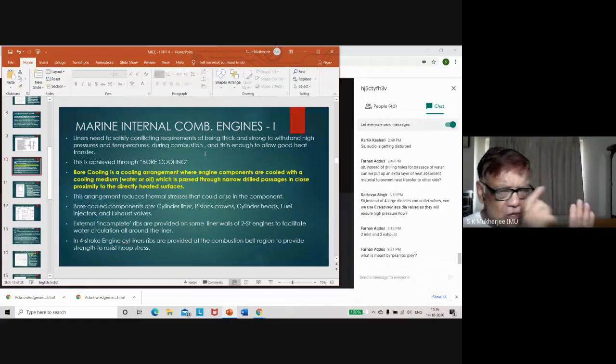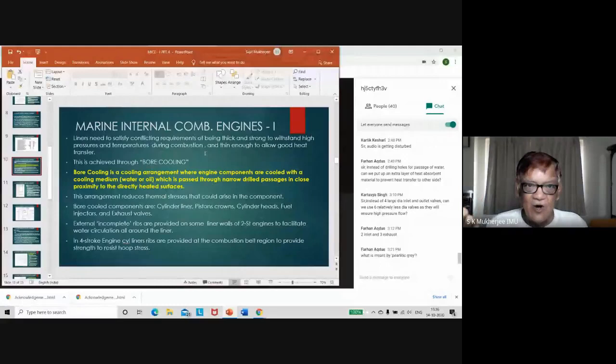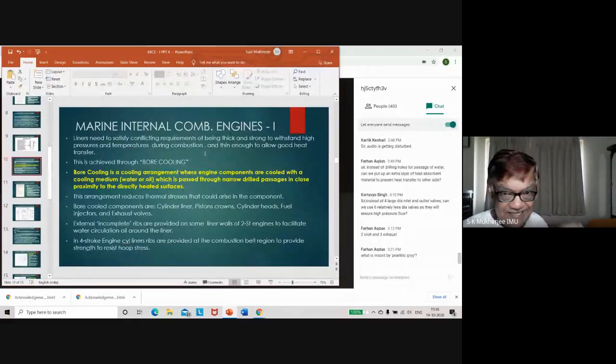And those holes are made right next to the combustion belt. So that is how the conflicting requirement of thick and strong is also fulfilled, and at the same time, the temperature gradient is also eliminated. And this is achieved by bore cooling. So I have written bore cooling in yellow, so it's like a definition.